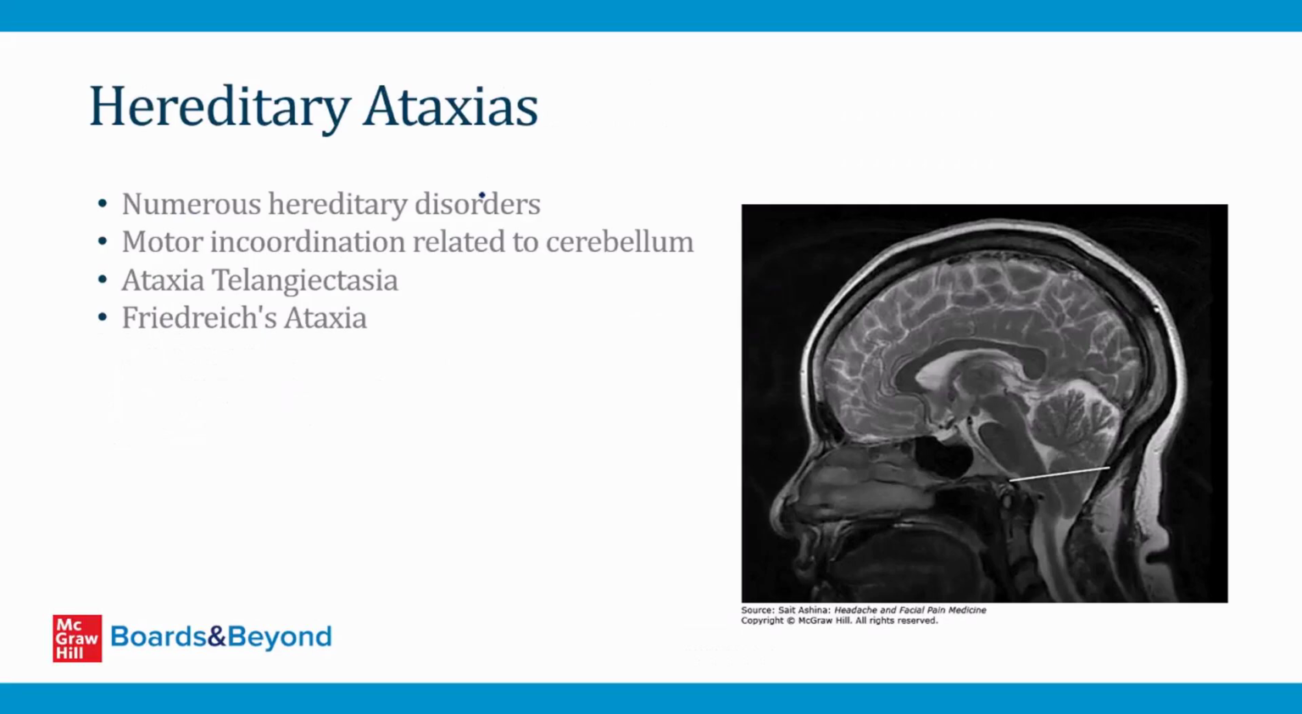And then the final set of disorders I'll talk about in this video are the hereditary ataxias. There are many, many of these. They all are associated with motor incoordination related to problems in the cerebellum. And the two hereditary ataxias that you should be familiar with as a medical student are ataxia telangiectasia and Friedreich's ataxia. So let's talk about these things now.